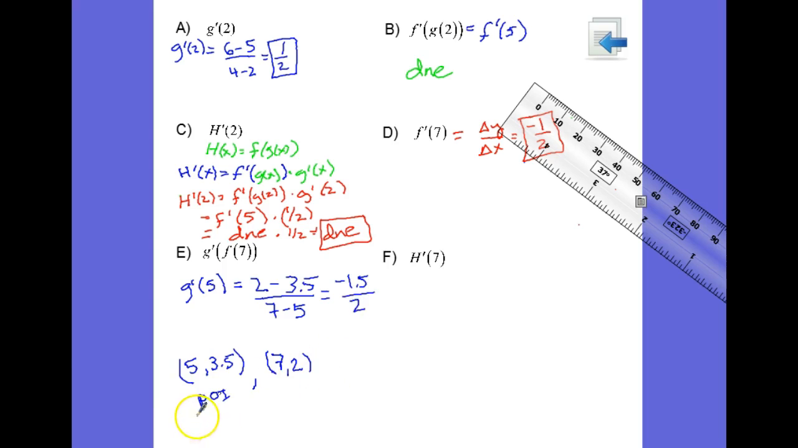And if we simplify this as a fraction, we don't want to have decimals in the numerator. If I multiply top and bottom by 2, that will give me a negative 3 on top. That gets rid of my decimal. And then on the bottom we have a 4. So negative 3/4 is going to be the slope of the line passing through that point of inflection, (5, 3.5).